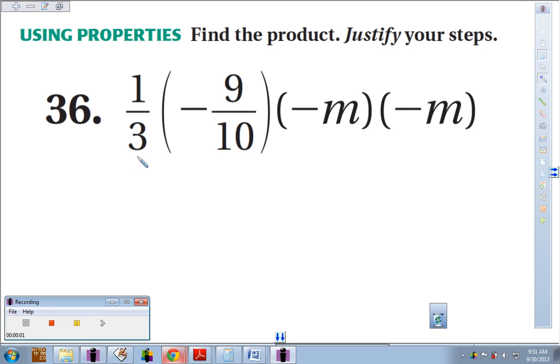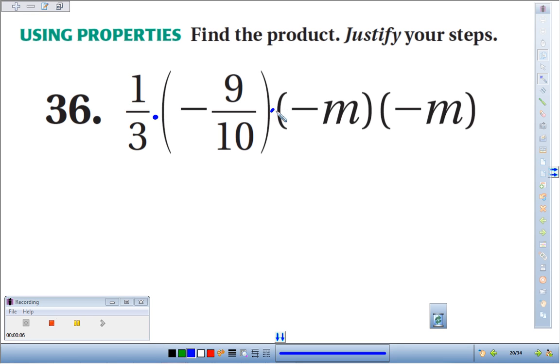36, we're supposed to find the product and justify our steps. A third times negative 9/10 times negative m times negative m. A lot of people miss it, but there's a 1 there, and there's a 1 there we want to make sure we hit. So if we use the commutative property to shuffle the order of things around, I'm going to put all my numbers together and then all my variables together.